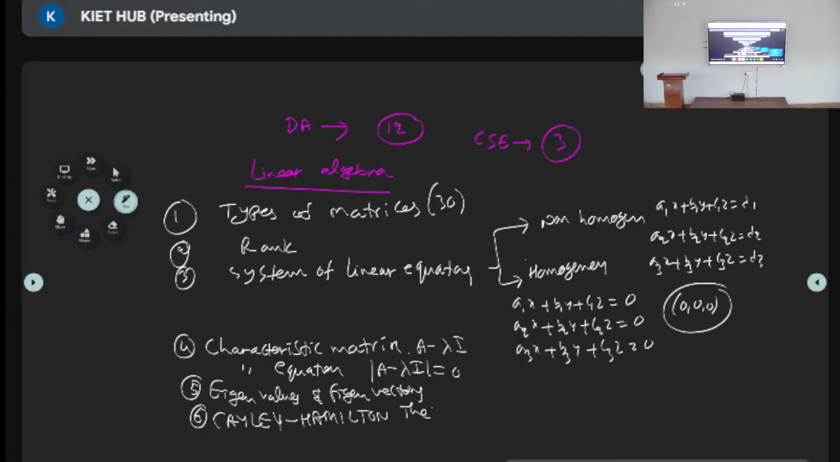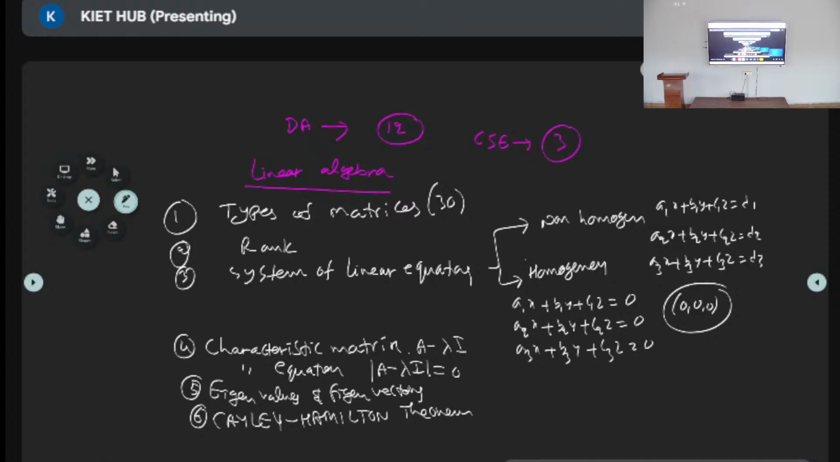Cayley-Hamilton theorem. What is the statement of the Cayley-Hamilton theorem? Every square matrix satisfies its own characteristic equation.